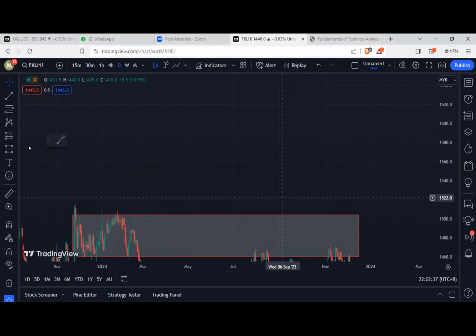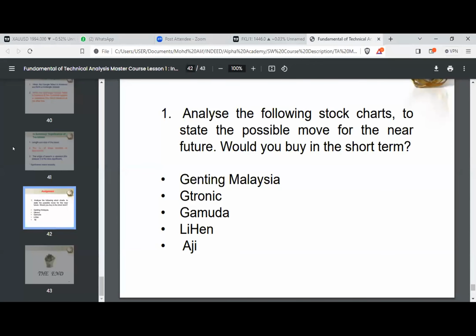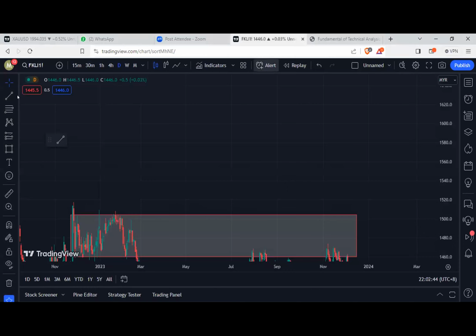Just keep drawing, keep practicing. Go and read back the notes, and then just keep drawing. For example, head and shoulders. Okay, this is the neckline. And then basically from an uptrend.